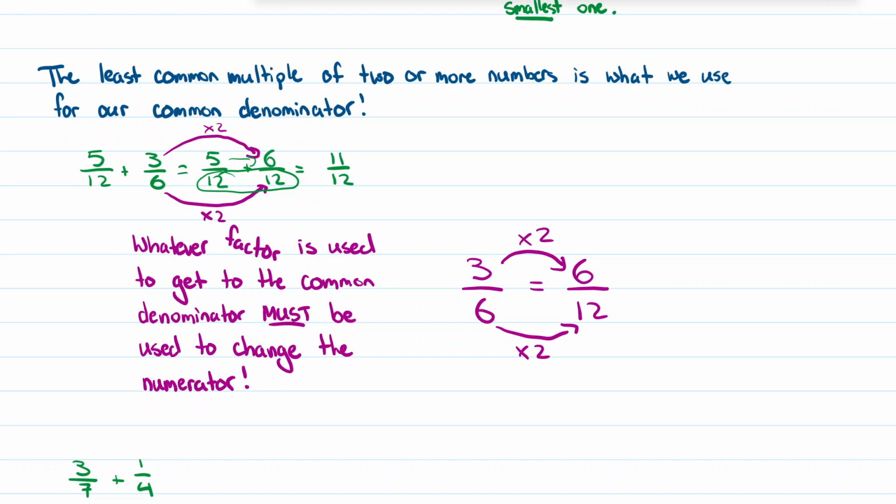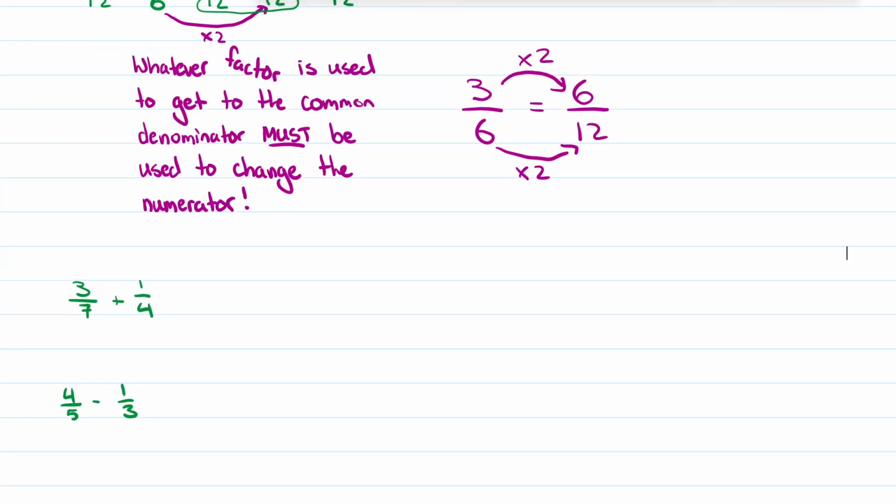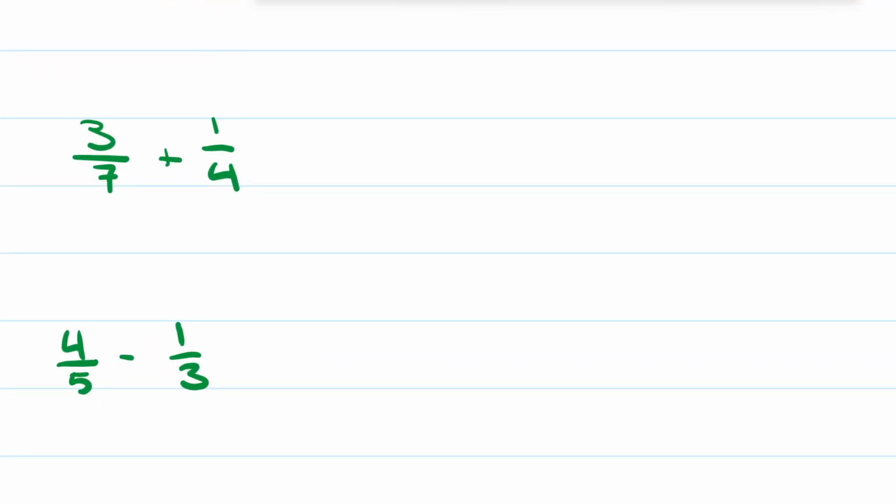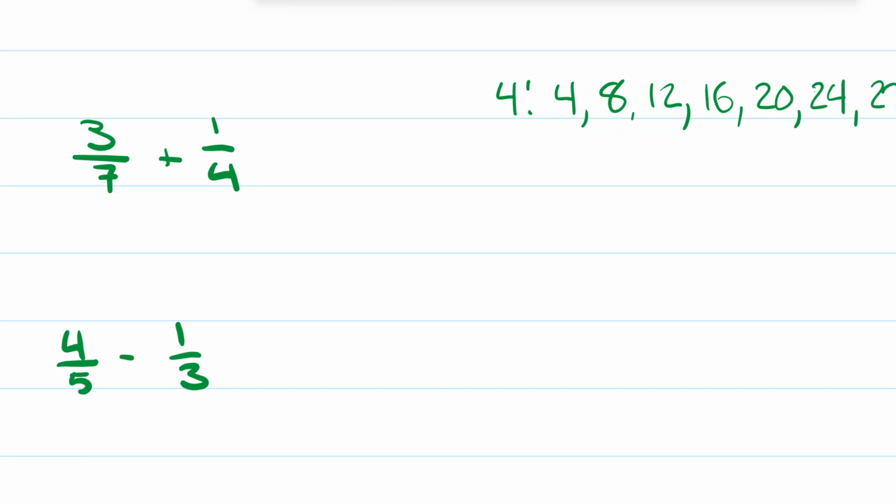Okay, so let's take a look at an example here. We've got 3/7 plus a quarter. I'll zoom in here so we can do it together. Okay, if we list out our multiples of 4, our multiples of 4 are 4, 8, 12, 16, 20, 24, and 28.